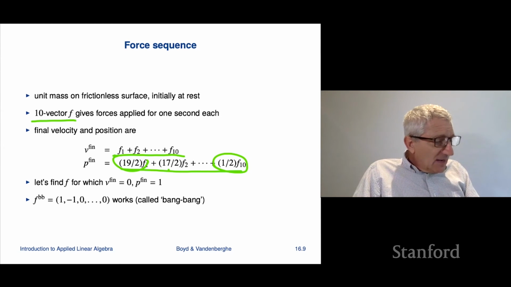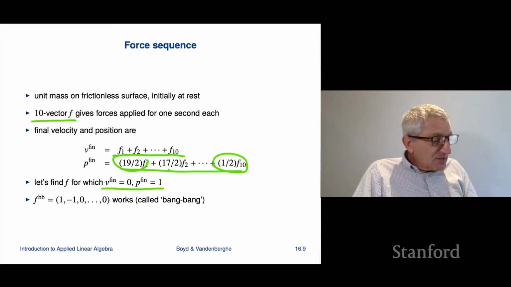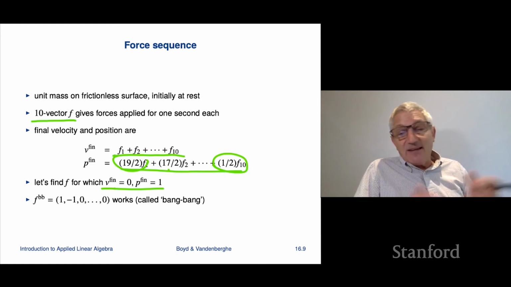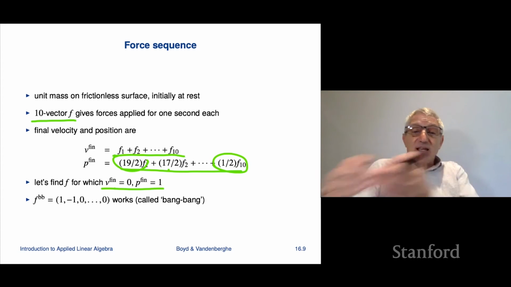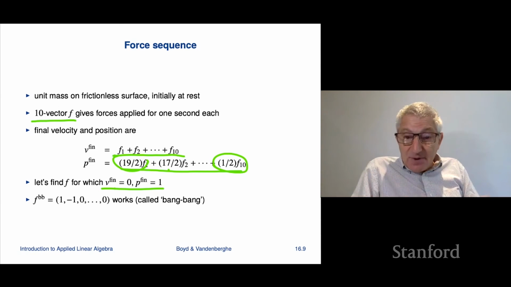All right. Now here's what we want to do. I would like to find a force sequence which causes the final velocity of the mass to be 0 and its position to be 1. So very simple. This is actually called, in control, transferring the mass. So the mass is sitting here at position 0, velocity 0, and after 10 seconds, I need it to be 1 meter to the right. That's what I'm taking 1 to mean. 1 meter to the right, and it should be stationary there. Okay, so that's my job.